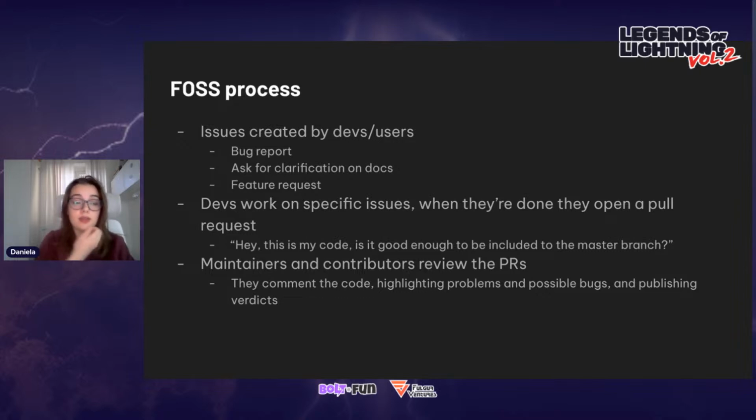A pull request on GitHub basically means, hey, this is my code. Is it good enough to be included in the master branch? Do you like it enough? Do you like the idea behind it? Do you like the way I implemented it? Can this be merged to master? Maintainers and contributors review PRs. This is important: contributors review PRs too, not only the maintainers. They comment on the code, they highlight problems and possible bugs that might be there, and they publish a verdict.